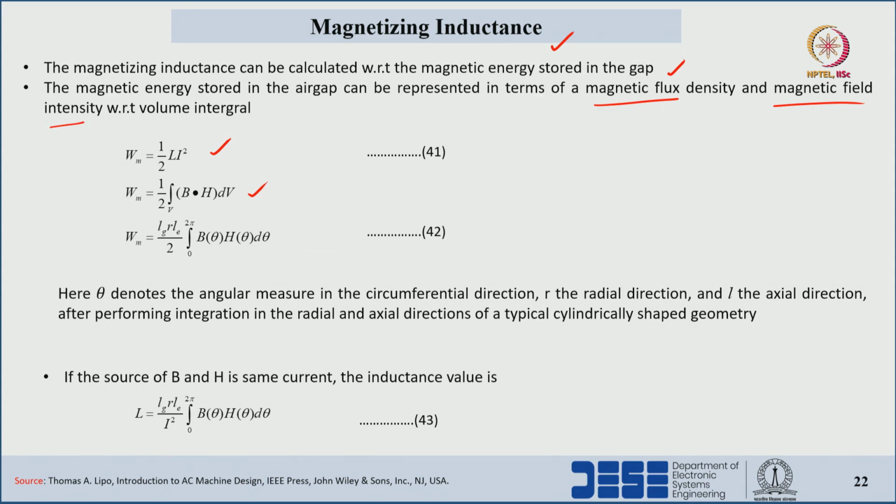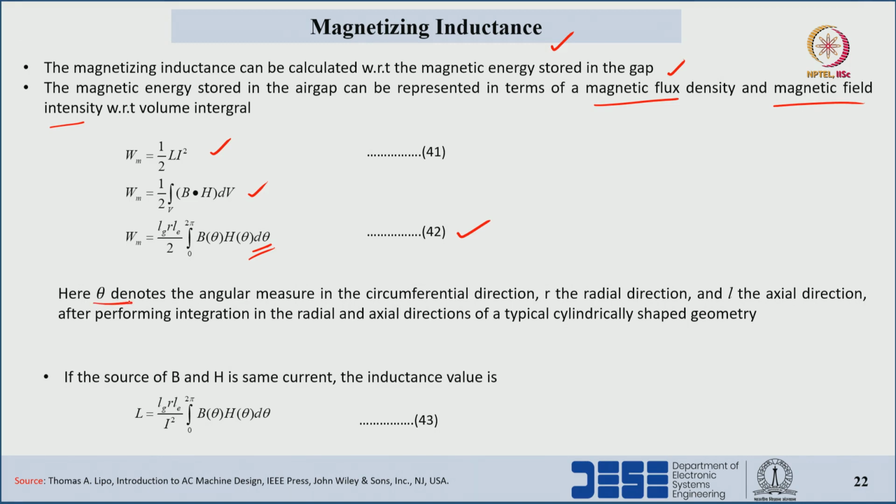Okay. So, if we take the volume integral and convert it into two dimensions, that is d theta, then Lg into Lg is nothing but the length of the air gap into the radius from the center point of the rotor to the air gap, and then the length of the core divided by 2, integral 0 to 2 pi B of theta, that is flux density varying with respect to the angle, and field intensity with respect to the angle, into d theta. This is the final equation to find the magnetic energy stored at the air gap.